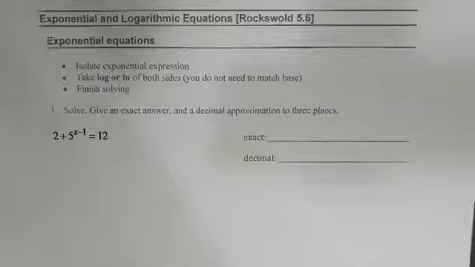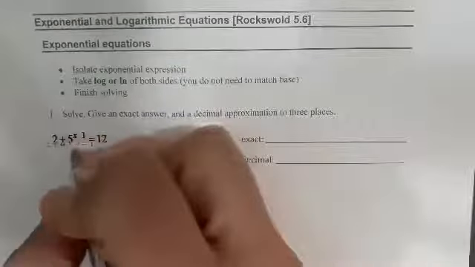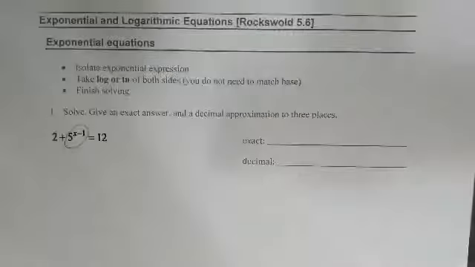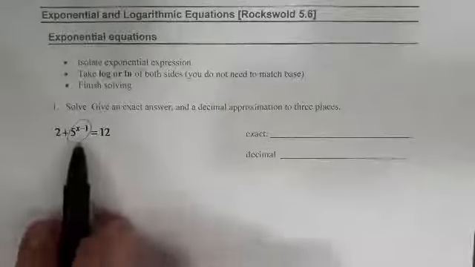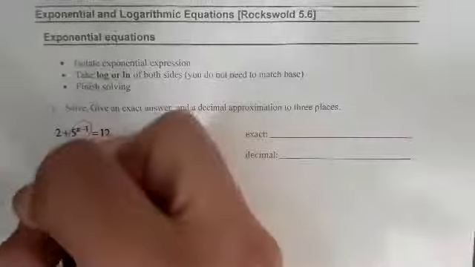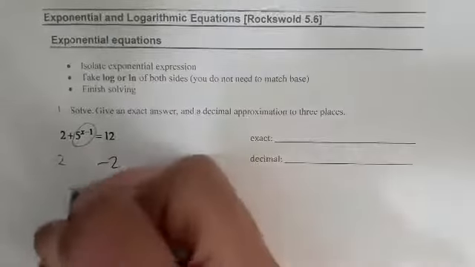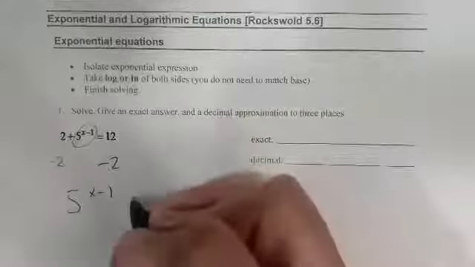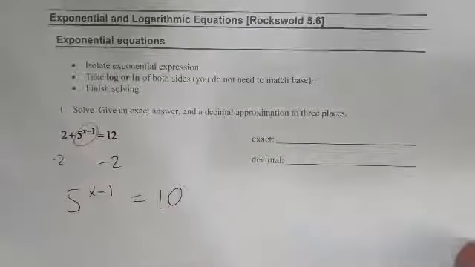Okay, so number one says solve, give an exact answer and a decimal approximation to three places. So I have 2 plus 5 to the x minus 1 equals 12. What is my goal here? It is to isolate the exponential expression. So my exponential expression looks like this thing, and I want to get this thing by itself. There is this thing, and then there's 2 being added to it. So the first thing I would have to do is subtract 2 from both sides. So 5 to the x minus 1 is going to be equal to 10.